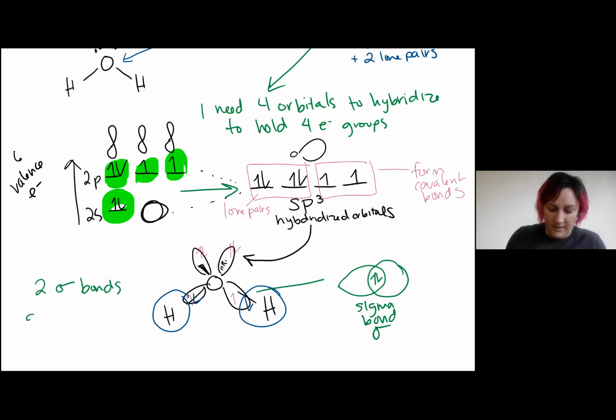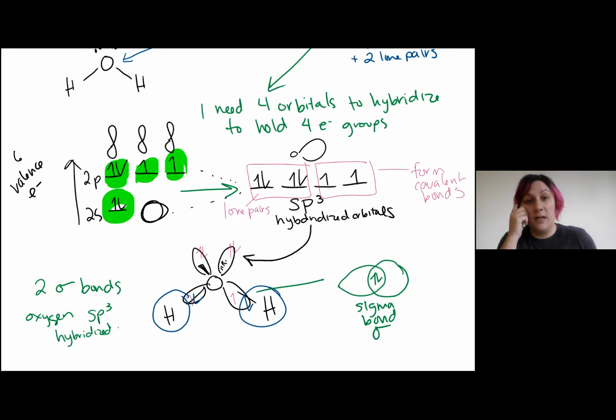And my oxygen is sp3 hybridized. And so that's what we're looking for when we do an analysis of covalent bonding with valence bond theory. And it's going to explain how we get these geometries.